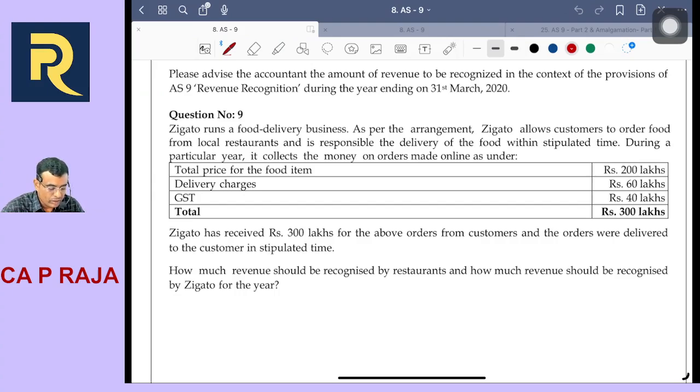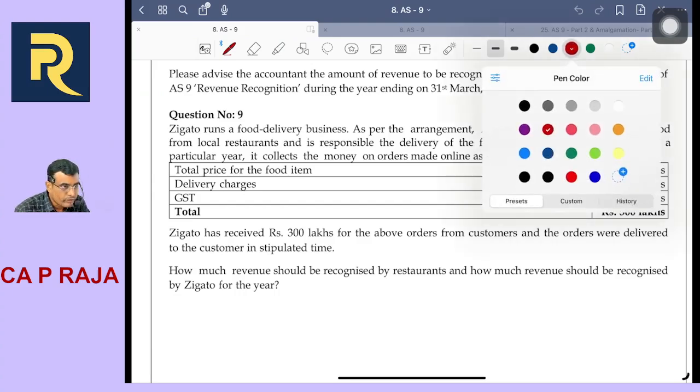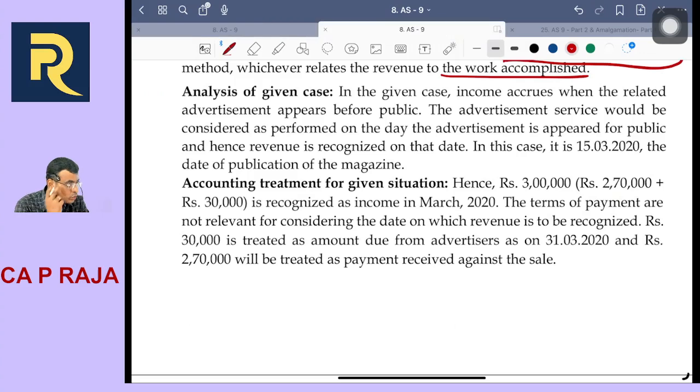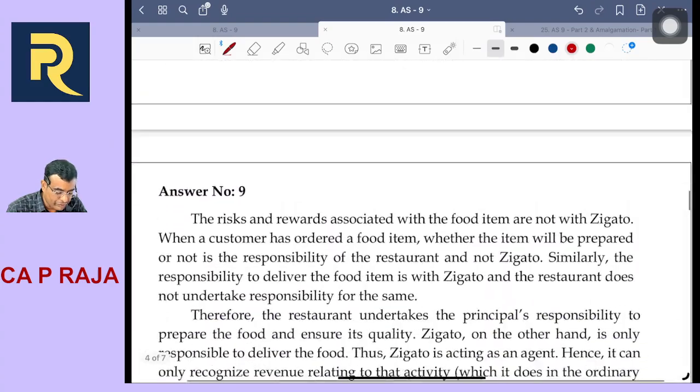How much did the restaurant recognize? 200 lakhs. Delivery charges 60 lakhs. GST proportionately this. Do you all agree with me? So whatever the delivery charges are charged by Zomato Limited, that is the income of Zomato Limited. Food and all, it's the income of the restaurant only. After Zomato, Swiggy and all have become famous, this question has been framed.